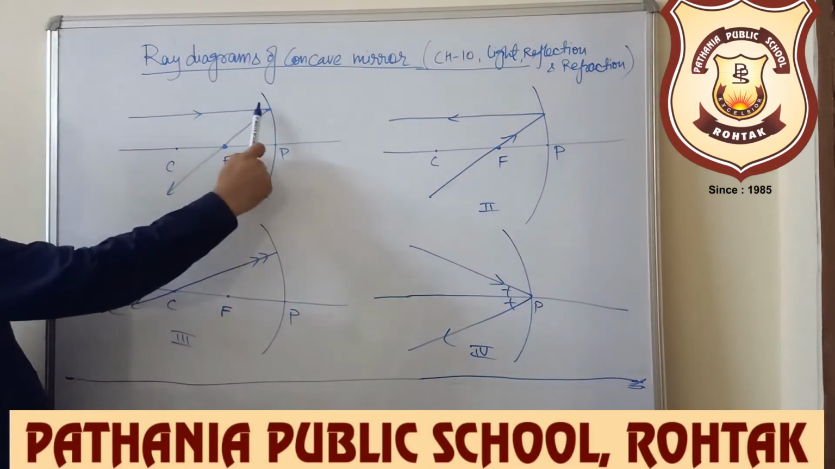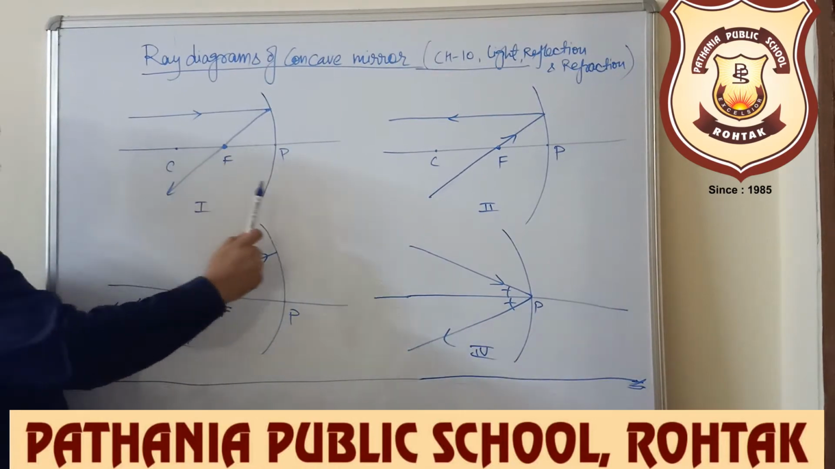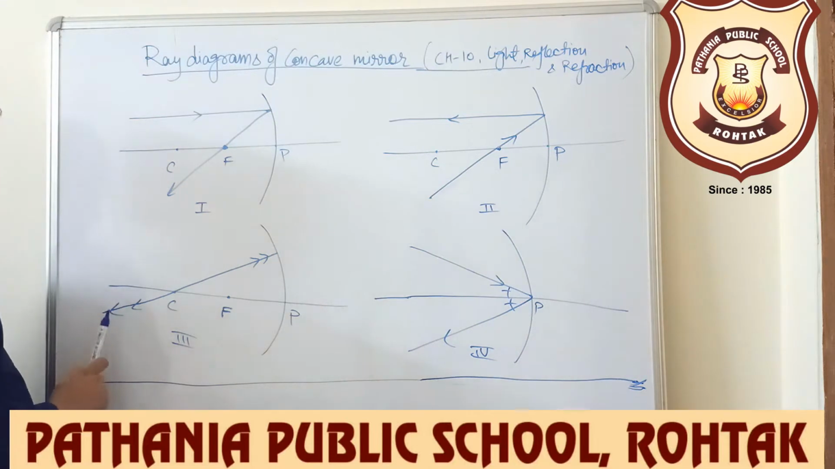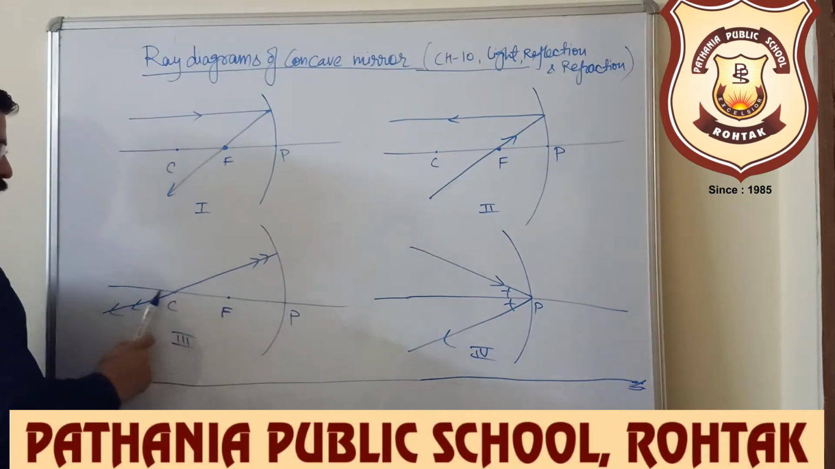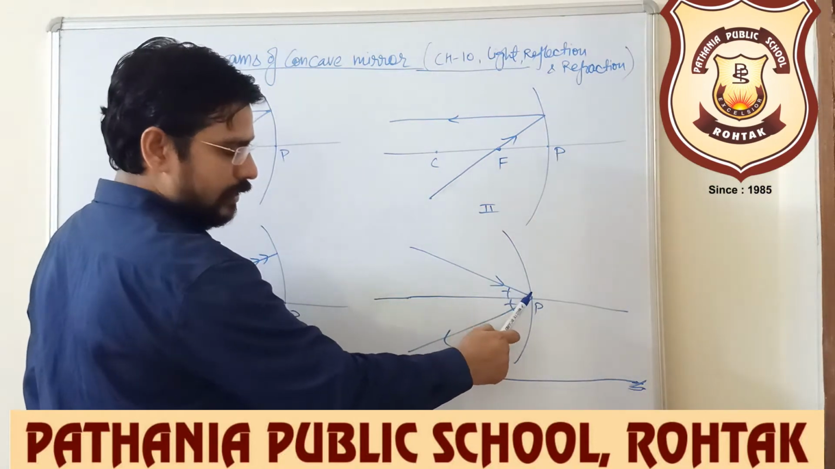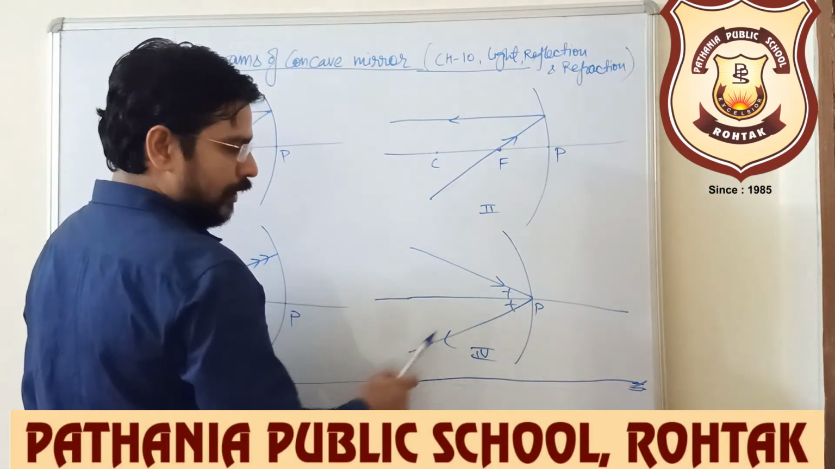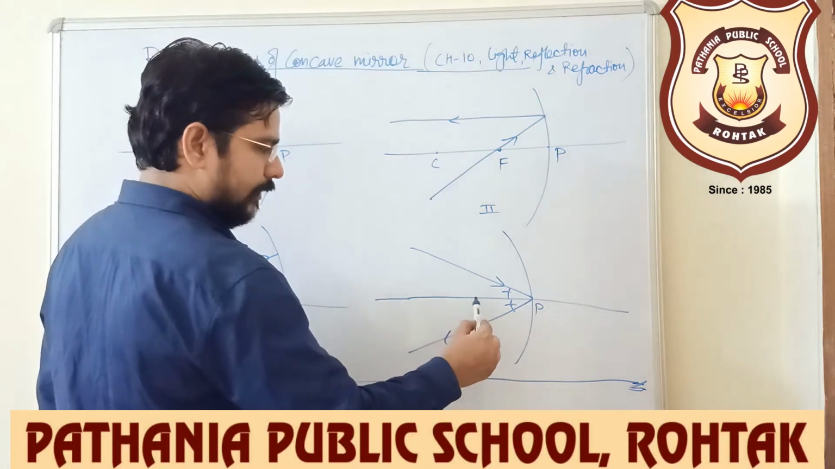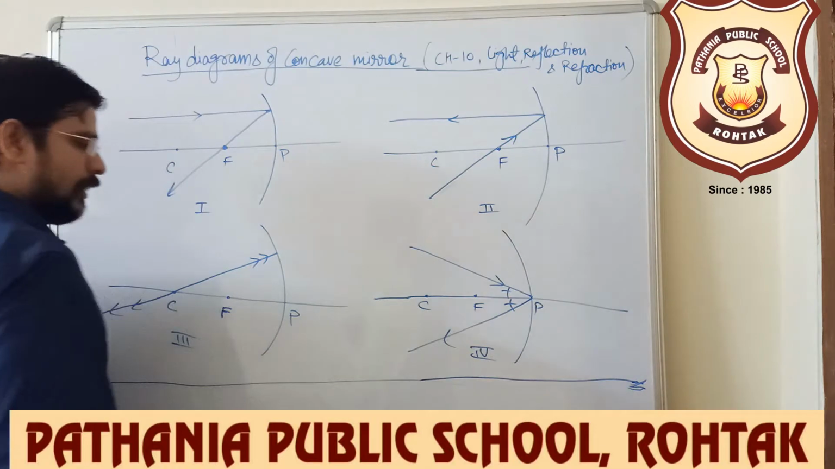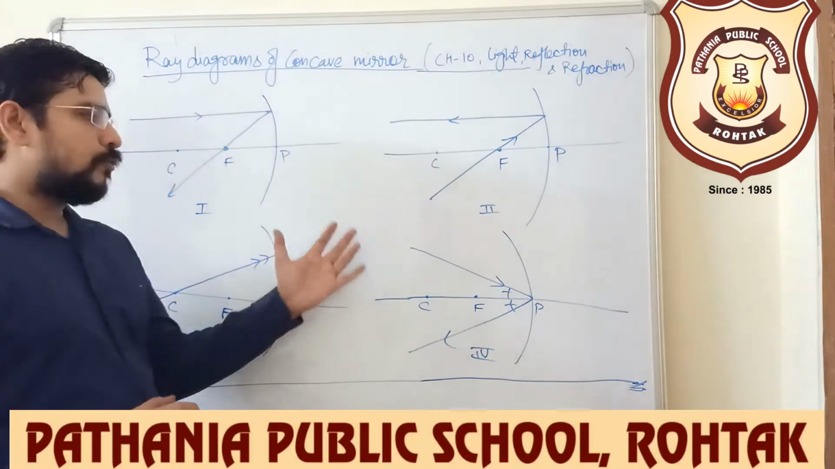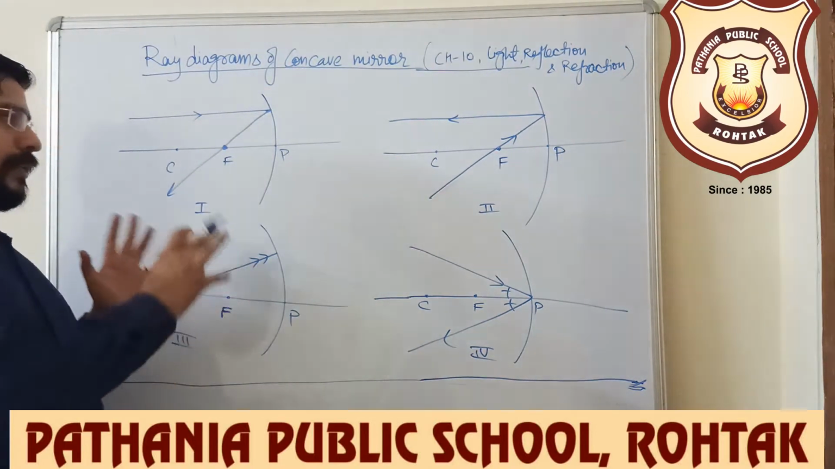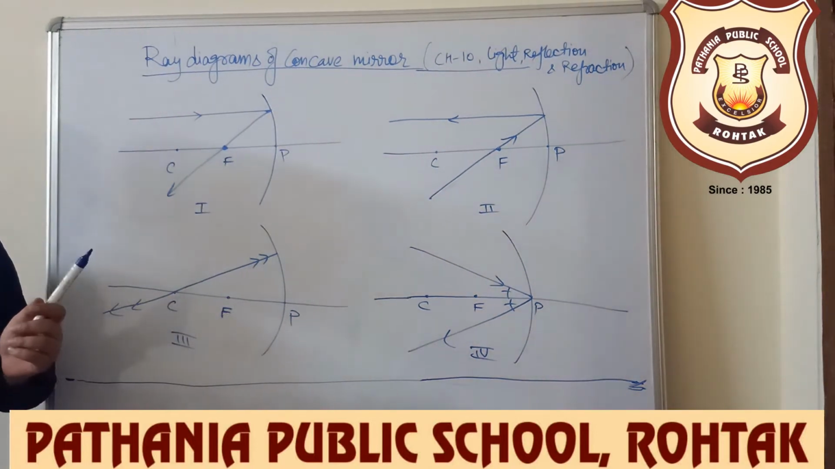One, any ray of light coming parallel will pass through focus. Second, any ray of light coming through focus will become parallel after reflection. Any ray of light which is passing through center of curvature will retrace back its path, and any ray of light which is incident at pole will reflect back making same angle with the principal axis. We can have focus and center of curvature points here. So using these 4 rules, we can use any 2 rules depending on the situation, and we can start making ray diagrams.